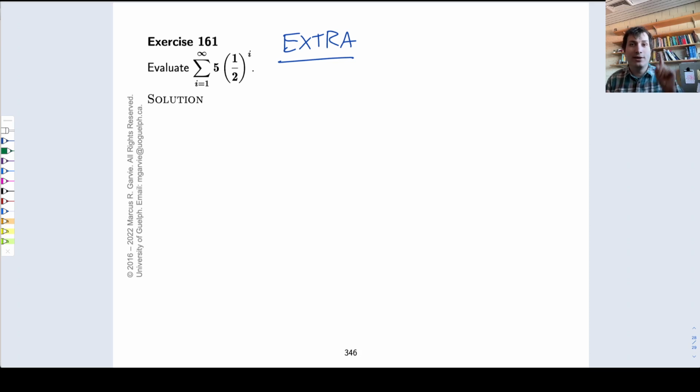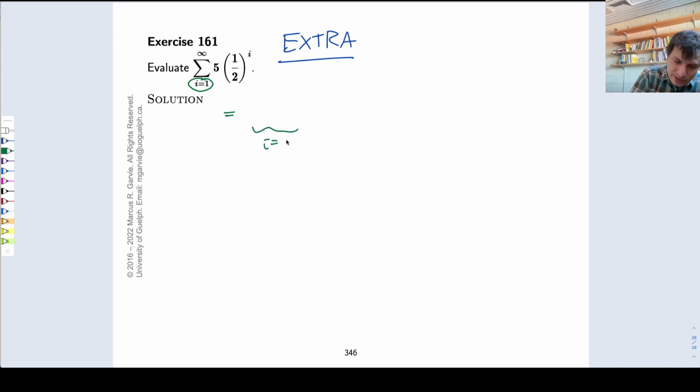Okay, and here is one last infinite sum, exercise 161. The first term is 5. Oh, okay, hold on. Something's very sneaky here. You might think the first term is 5, but actually the first term is not 5, because when you plug in i equals 1, we're starting at i equals 1, what do you get?